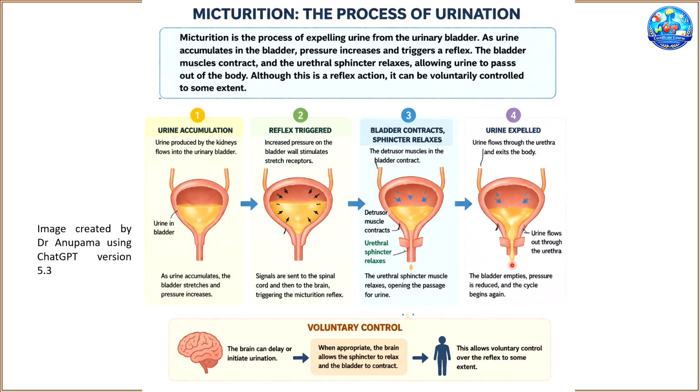Now the bladder empties and the pressure inside is reduced. Once it is totally emptied, micturition is completed, and the bladder is again ready to collect more urine, ready for the next cycle. So micturition is under voluntary control. The brain can delay the initiation. When appropriate signals are reached, the sphincter opens and then we go and urinate. That is what micturition is.